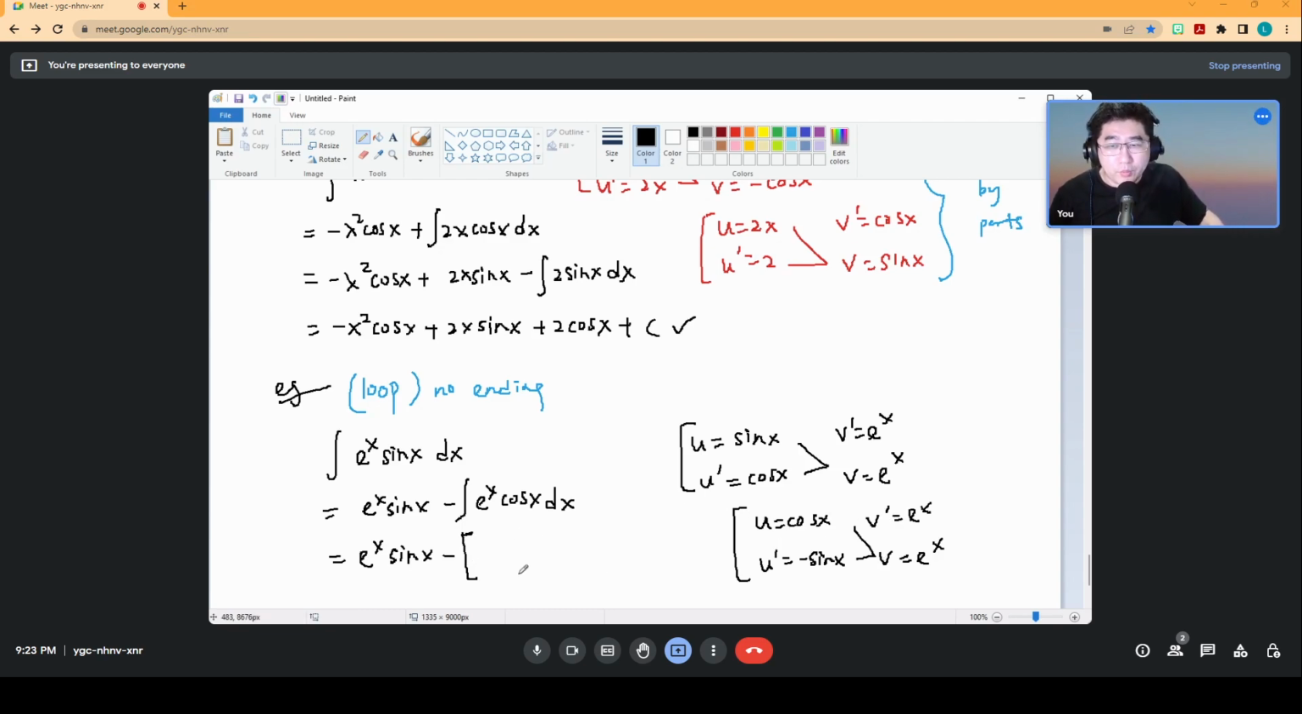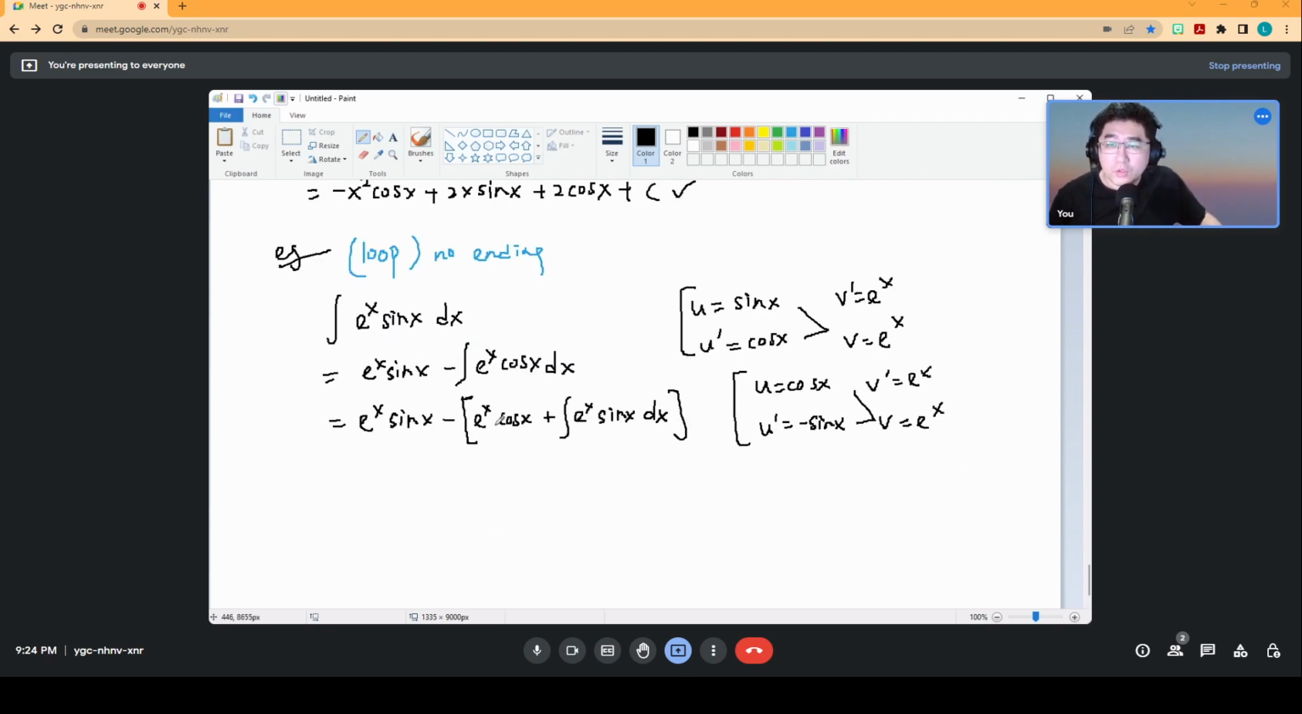So we write them properly. So you have e^x cos x, then minus of, then by the way, minus minus becomes plus, e^x sin x. Then from here, open up the bracket: e^x sin x minus e^x cos x, minus the integral of e^x sin x dx.